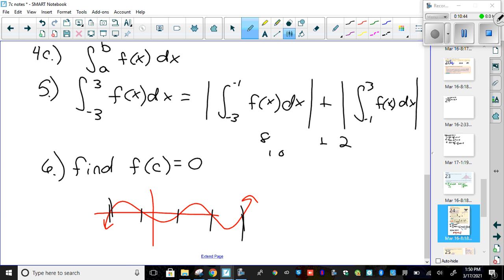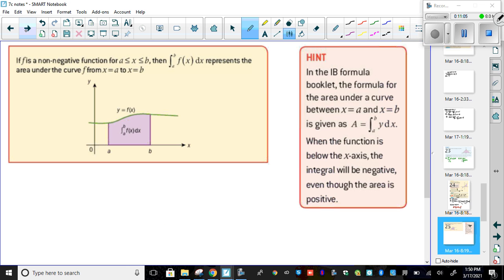You've got to be careful because when you integrate, anything that's below the x-axis is going to be negative. And if we're just integrating, that's fine. They're negative. But if we're finding the physical area, that's when we have to take that absolute value. So I don't want you to always take the absolute value because sometimes we are just integrating. So the next statement here, if f is a non-negative function from a to b, then the integral from a to b of f of x dx represents the area under the curve. So if it's all above the x-axis, we just integrate it, it gives us our total area.